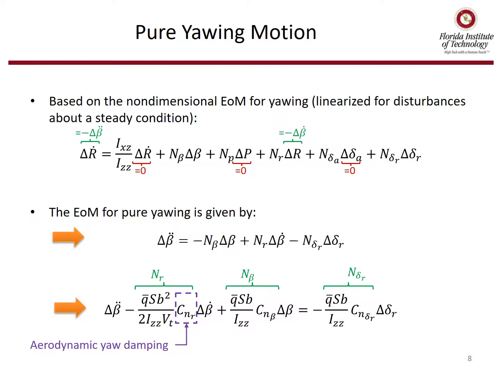Just like we did for pure rolling motion, we can look at our equation of motion for yawing and note that some of those terms are going to go to 0. But in the end, we're given the equation in the middle of the page, and it is a second order differential equation. We can also get non-dimensional coefficients and pull out the dynamic one of CNR, which is aerodynamic yaw damping, that will drive the overall yawing motion.